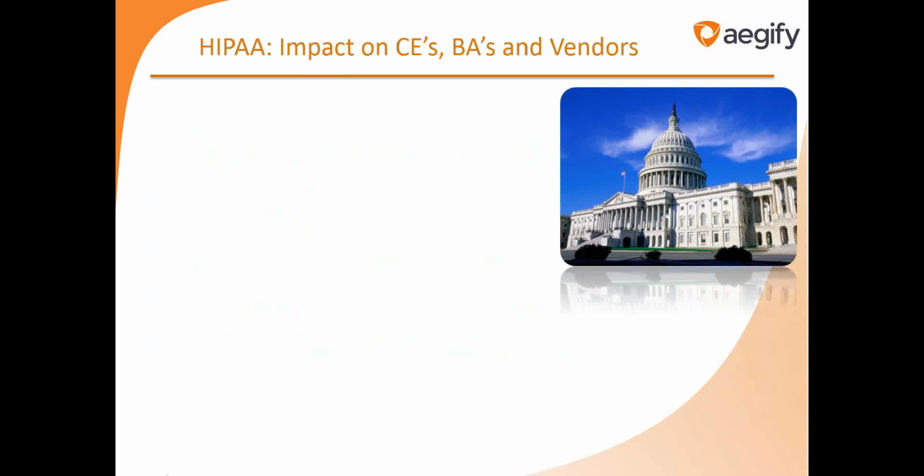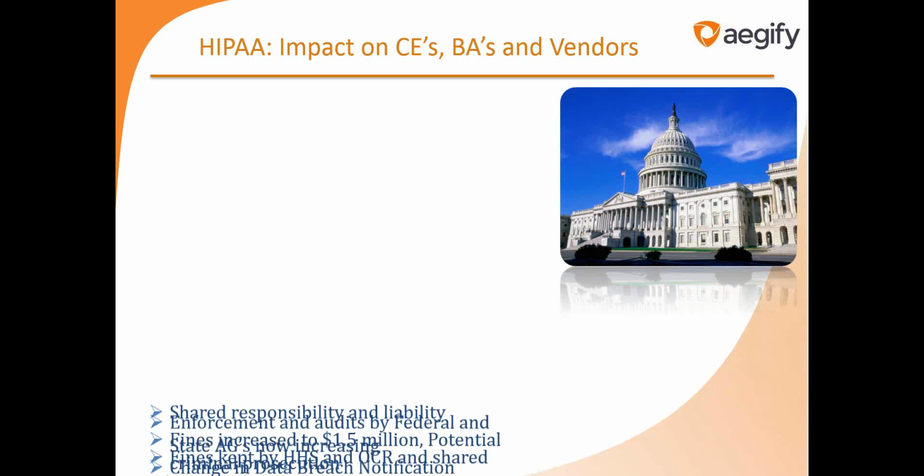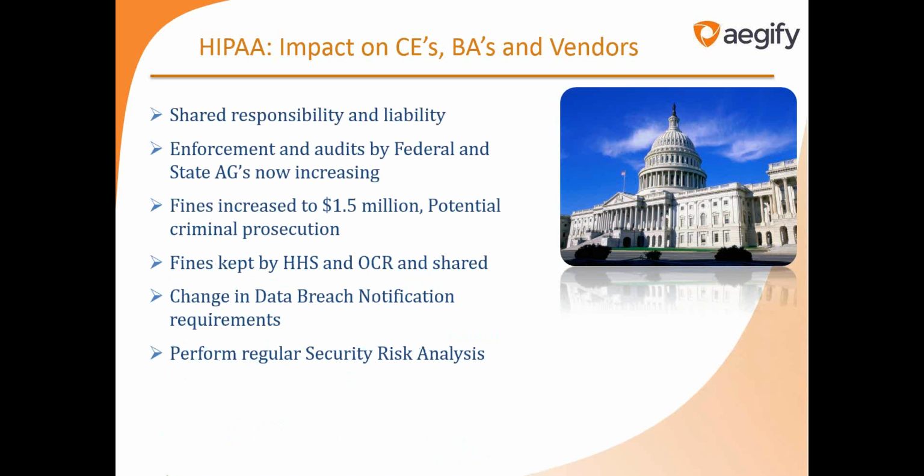What is the impact of HIPAA Omnibus on covered entities, business associates, and vendors? In short, the impact is huge. It has very wide implications. The first big change that came about in HIPAA Omnibus is that now covered entities and business associates and their vendors and subcontractors have a shared responsibility and liability to become compliant, to become HIPAA certified.